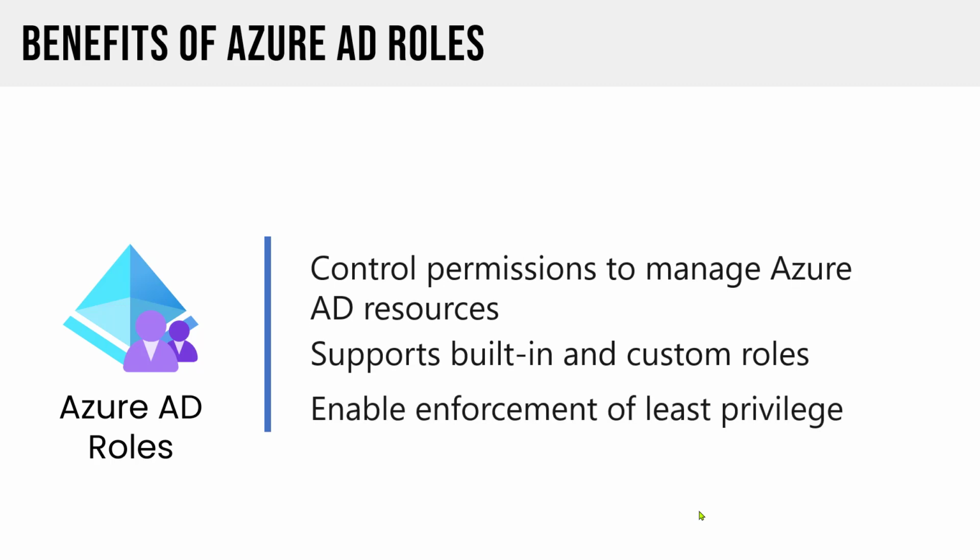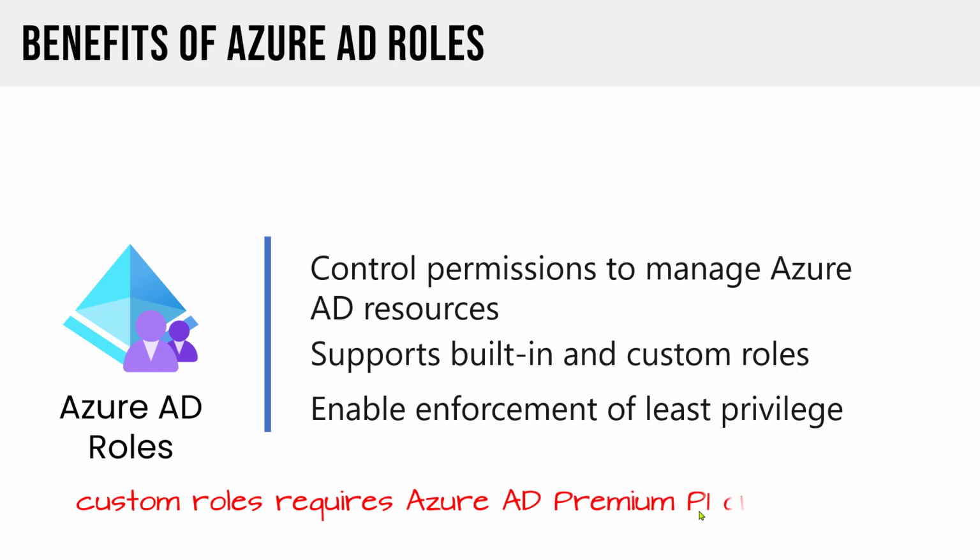And these enable enforcement of least privilege. So this is another tool in the toolbox for enforcing least privilege, because we can assign the role that provides the permissions needed for the user to perform the tasks associated with their jobs. You can even create custom roles in Azure AD. Custom roles, however, require an Azure AD Premium P1 or P2 license. Be that as it may, most organizations that are leveraging Microsoft 365 already have Azure AD Premium P1 or P2 anyway.